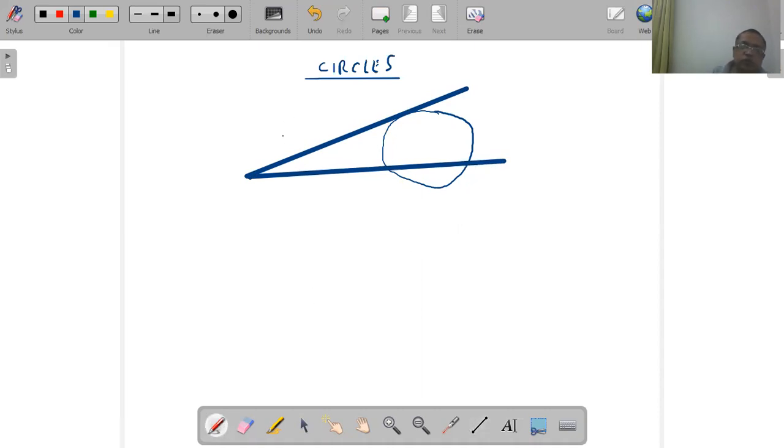Okay, so this is a tangent. It intersects the circle at one point. This is an external point P. And this is called a secant because it intersects the circle at 2 points. Right? So this point is actually called the point of contact. This point is called the point of contact.